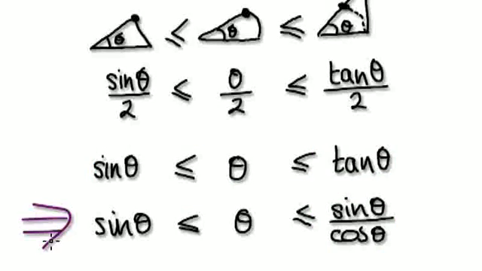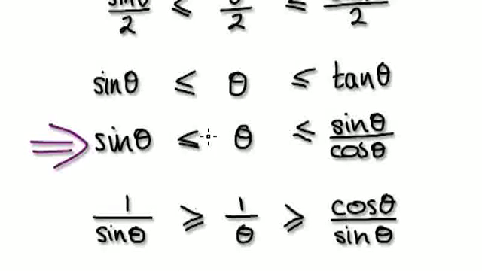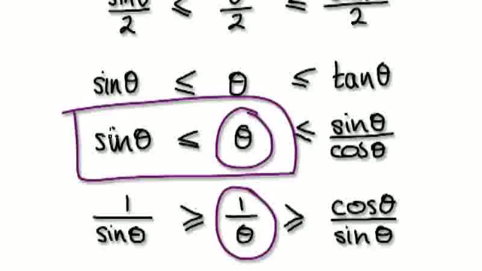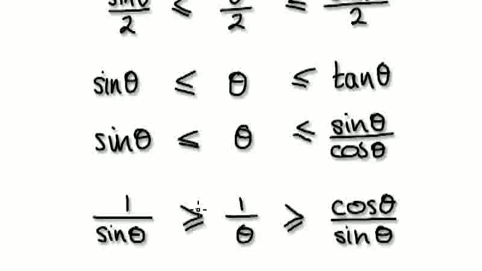So currently we are here. Now take the reciprocal of everything. So looking at this here, take the reciprocal of this, it will be 1 over theta. The reciprocal of this will be 1 over sine theta. But when you take a reciprocal of an inequality, the sign switches around. If you don't understand why, watch the previous video.